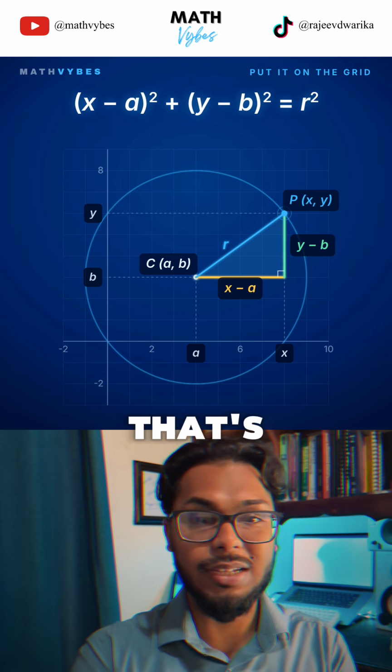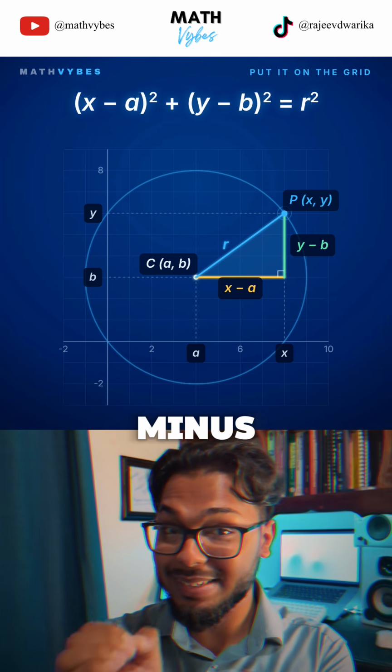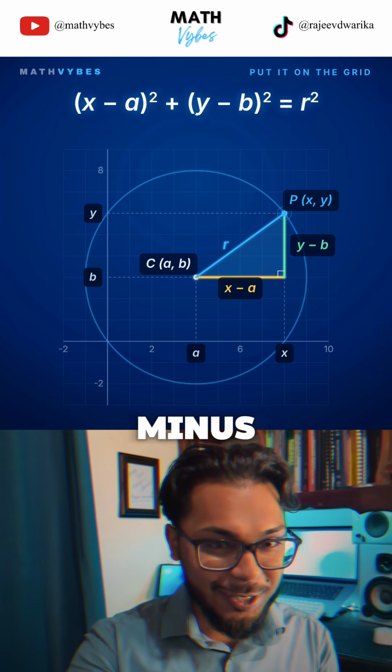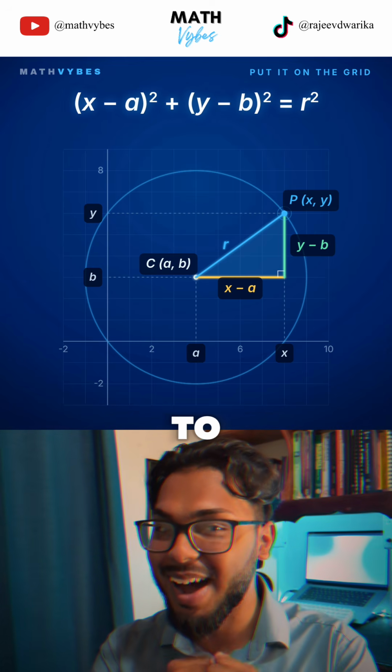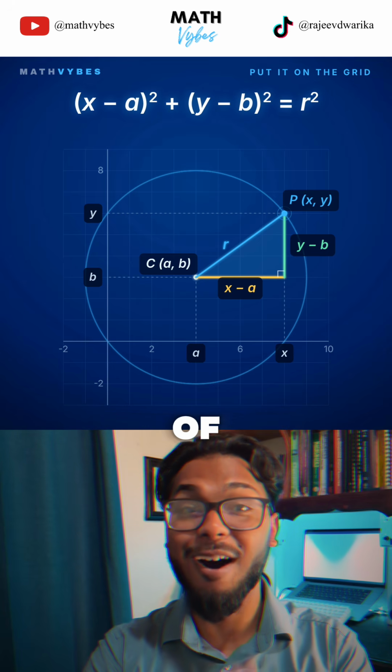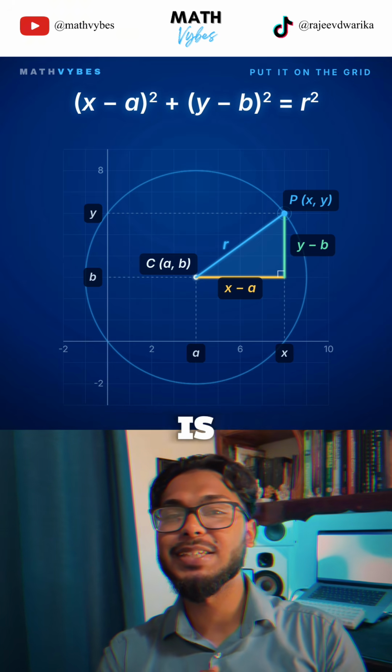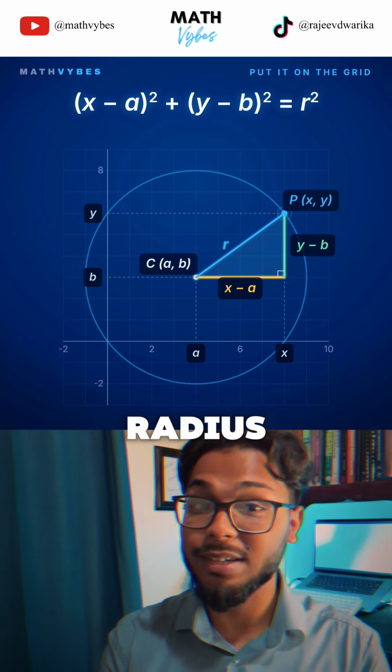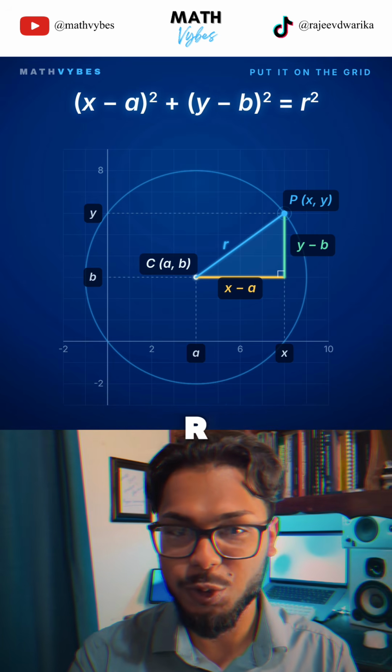And if you notice, that's how we're going to get (x minus a) squared plus (y minus b) squared is equal to r squared. So guys, we've just come up with the equation of a circle. The center is given by (a, b) and the radius is given by the square root of r squared.